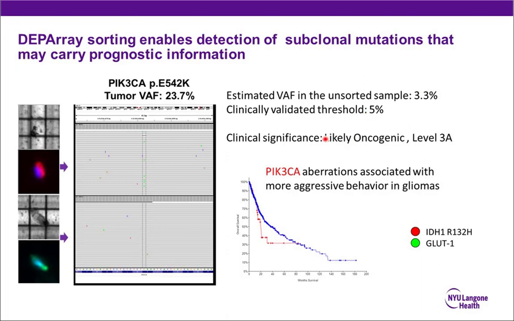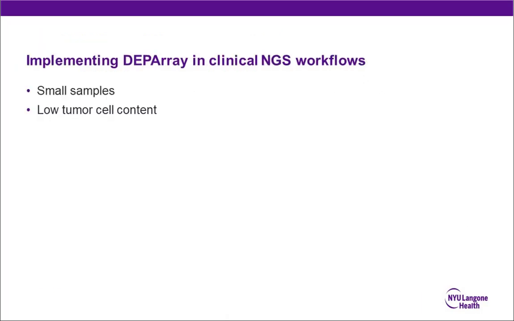And this is a significant mutation, and now that we have it, we can call it because it predicts more aggressive behavior in gliomas with IDH mutations. So by having a pure population of cells, not only can you better detect the dominant drivers, the early drivers, but most importantly, you can detect subclonal events that you would otherwise miss.